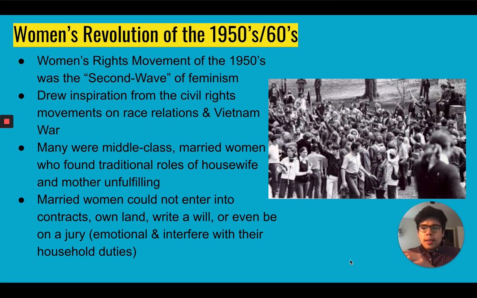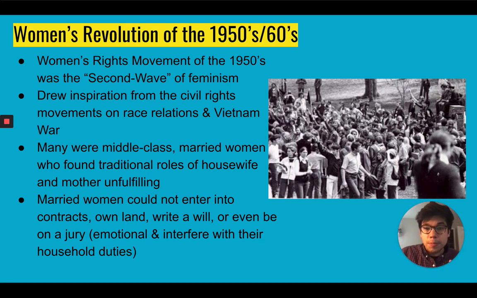So this idea builds into what we call the second wave of women's rights. The first wave would have been suffrage, women's right to vote. The second wave is now political, personal, economic equality, like all three areas all at once. And this is happening around the 1950s, 1960s.